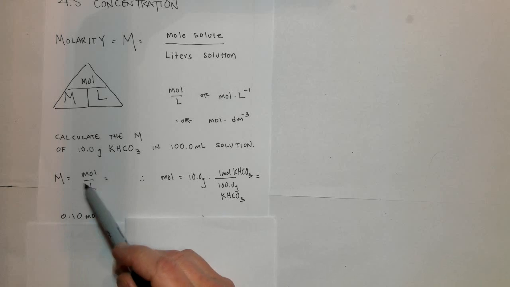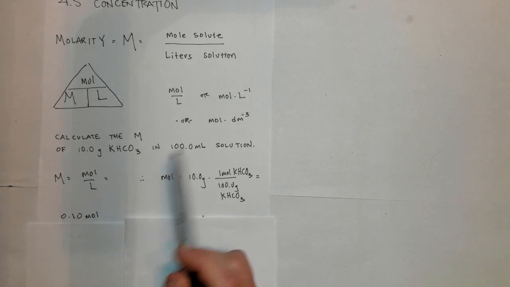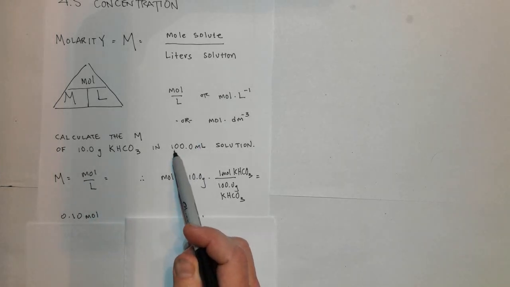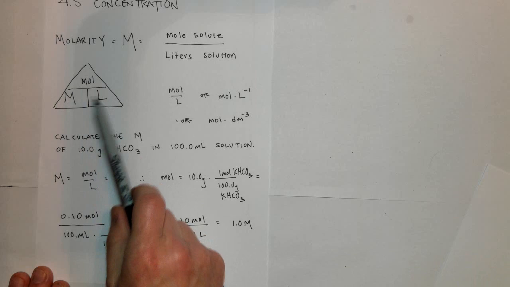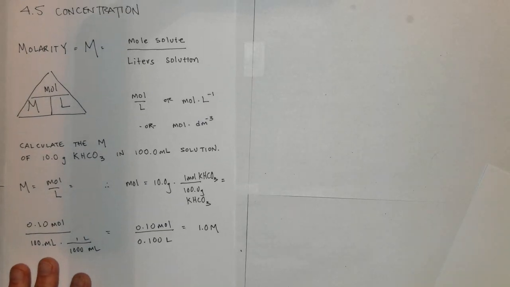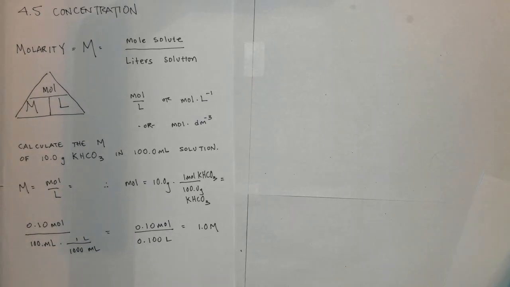Then we take our 0.1 moles and we divide it by our liters, which we already said is 3 to the left, or 0.1 liters. I did that math right down here because there are 1000 milliliters in a liter. So 0.1 divided by 0.1 ends up being a 1 molar solution. So molarity, moles divided by liters, we use it all the time in this class.